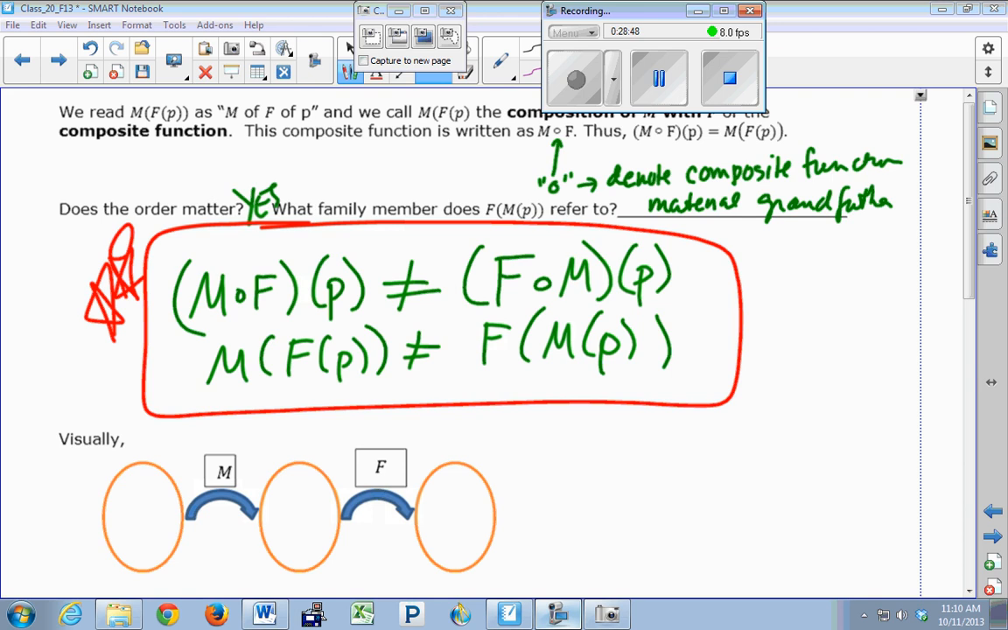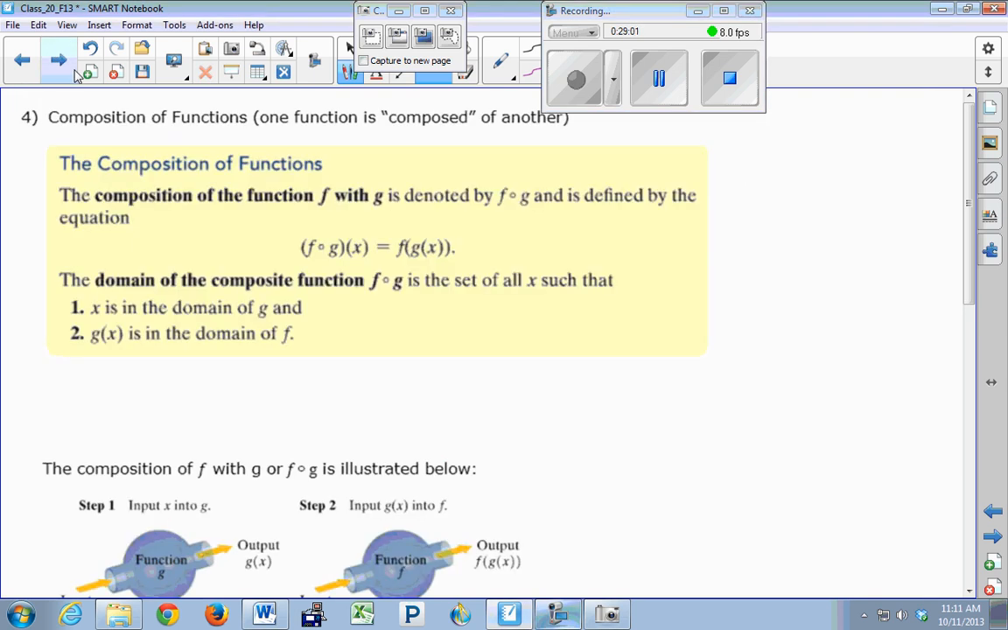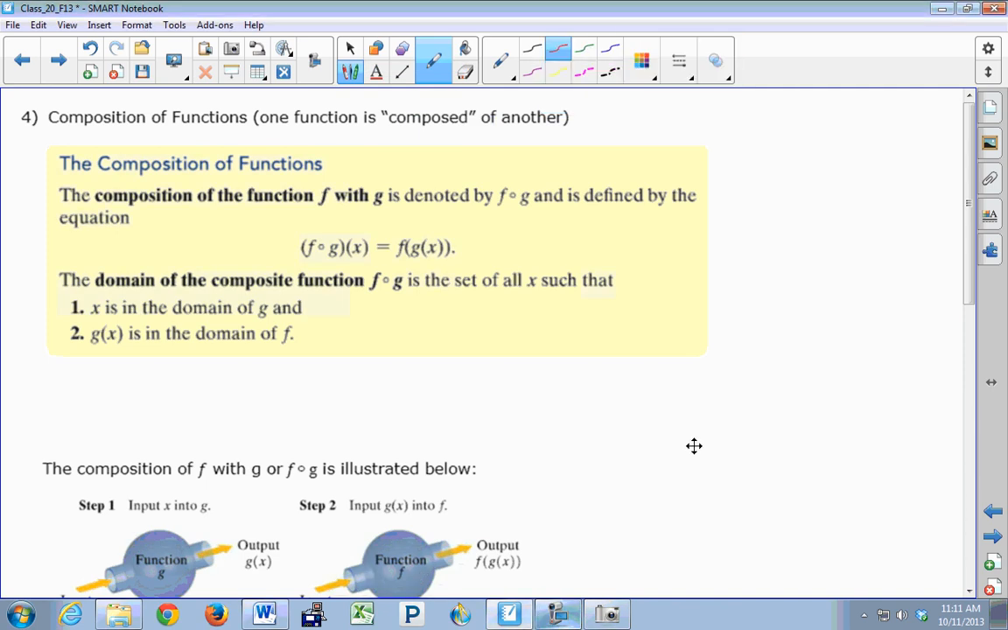Okay, so let's take a look at doing some composition with functions that involve real numbers instead of people. Again, this is just a repeat now, but instead of the functions called M and F, we're going back to our generic functions, F and G, little f, little g.